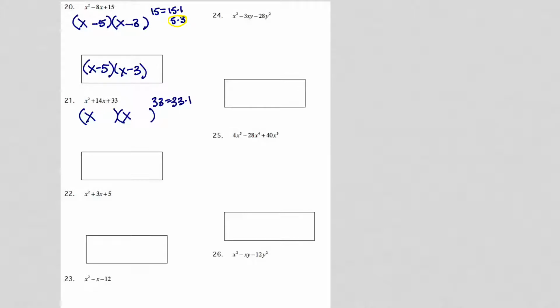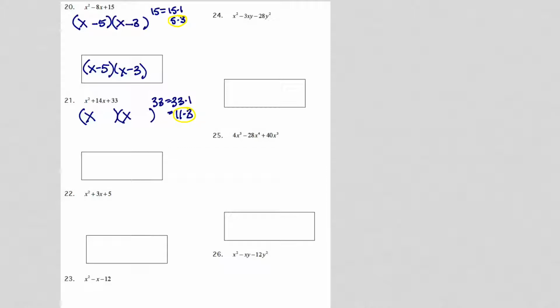Now, when we add these, we can't get a 14. If we add them, we'll get 34. If we subtract, we'll get 32, nowhere near a 14. But we could also write this as 11 times 3. And 11 and 3, we can get a 14 out of that. I think that's the pair that we want.